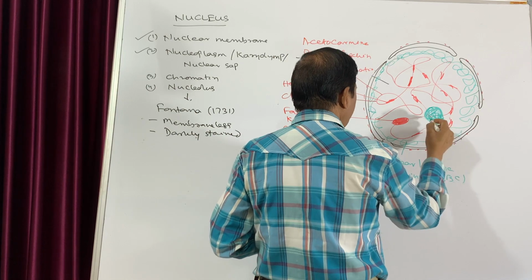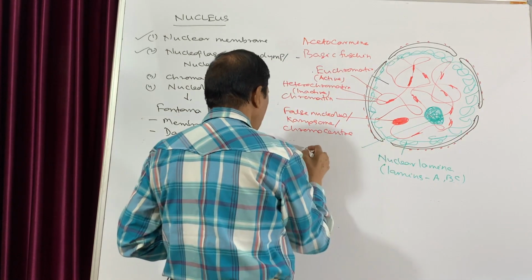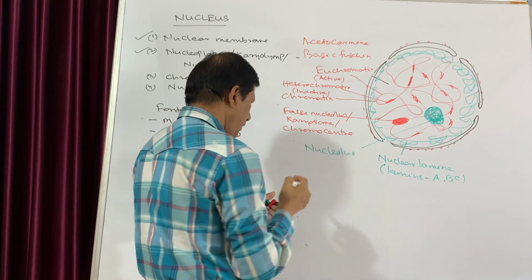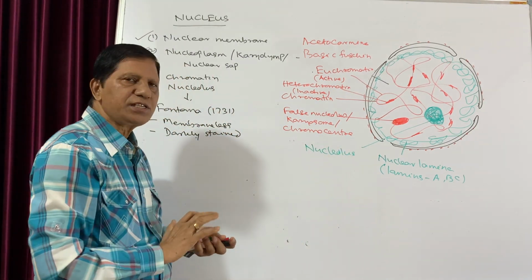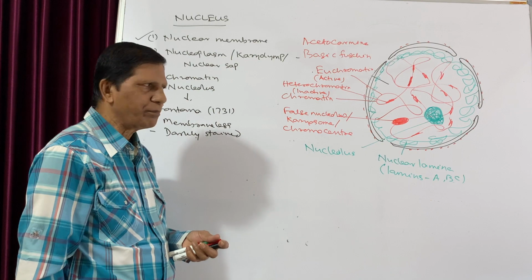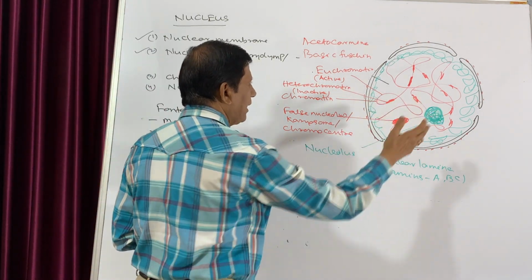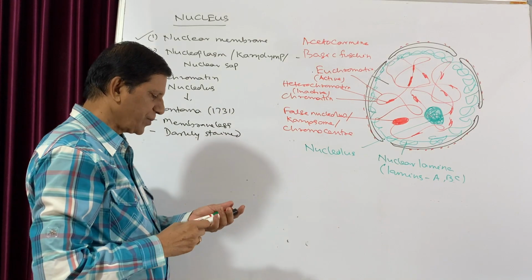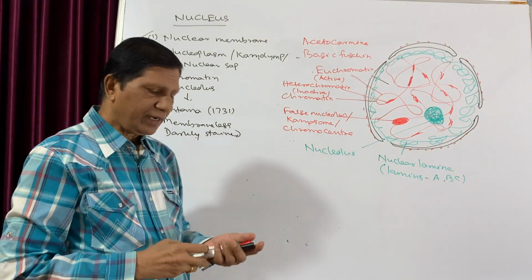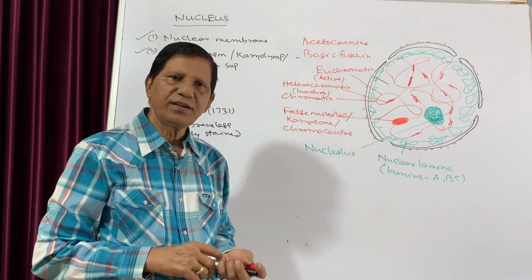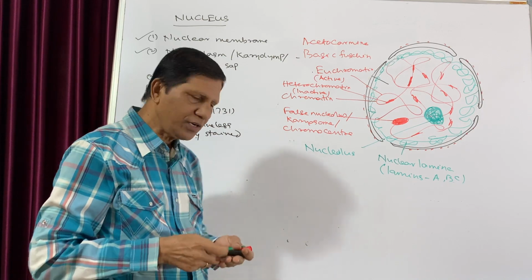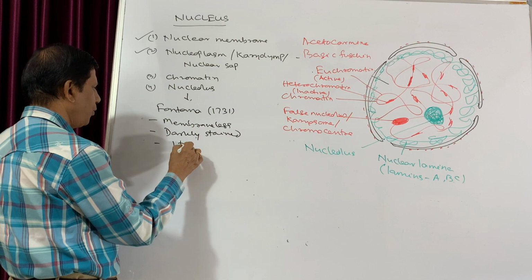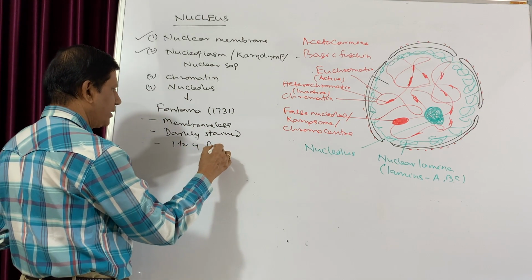Now this one is nucleolus. So this nucleolus is membraneless, but it is darkly stained so that it can be distinguished from the remaining part. Now how many nucleoli are present in a particular nucleus? Usually the number varies from 1 to 4 per nucleus.